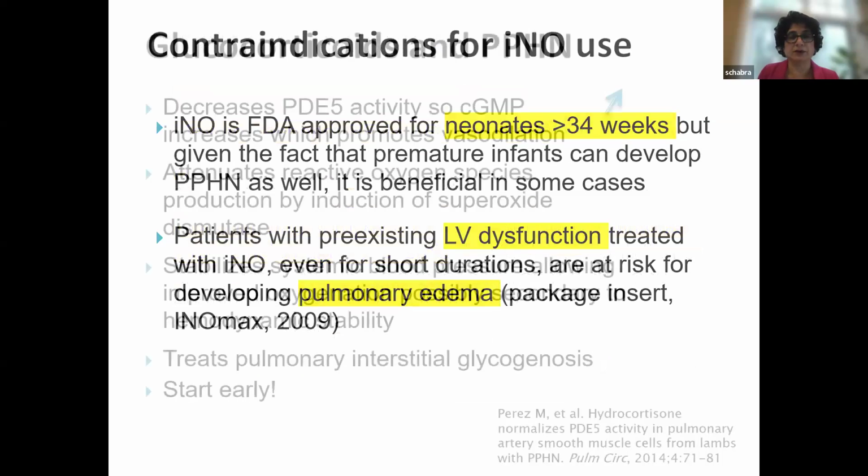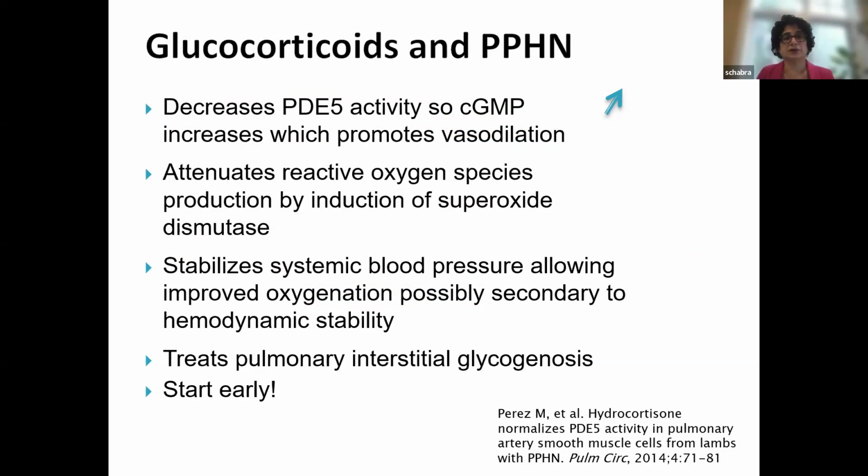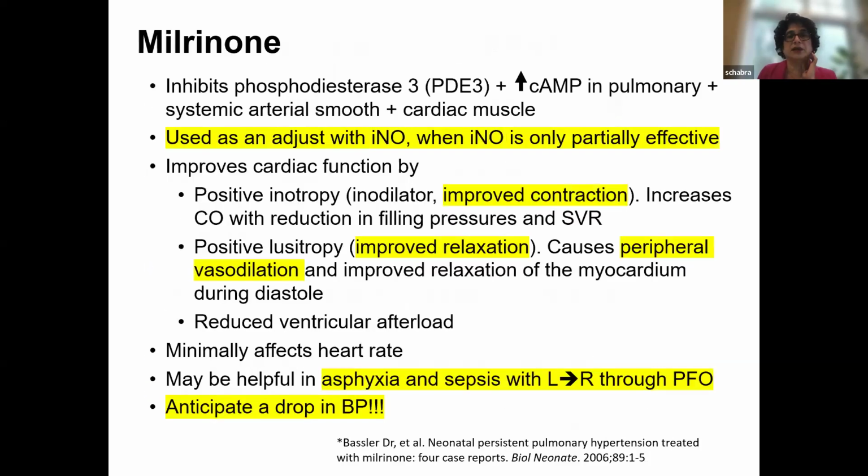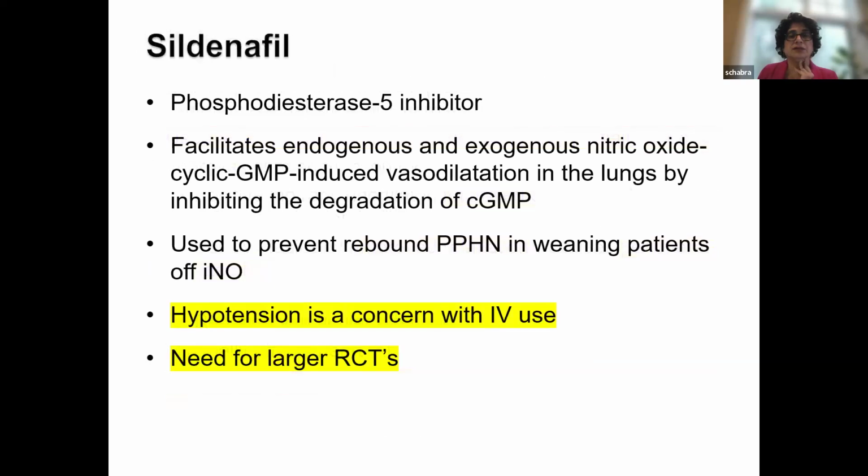Okay, we talked about this. And then this is an important one. Hydrocortisone decreases the phosphodiesterase 5 activity, and so cyclic GMP increases, and this will promote vasodilatation. So start early, start hydrocortisone early. Milrinone is used as an adjunct with iNO, and it improves the contraction and relaxation. So anticipate a drop in blood pressure.